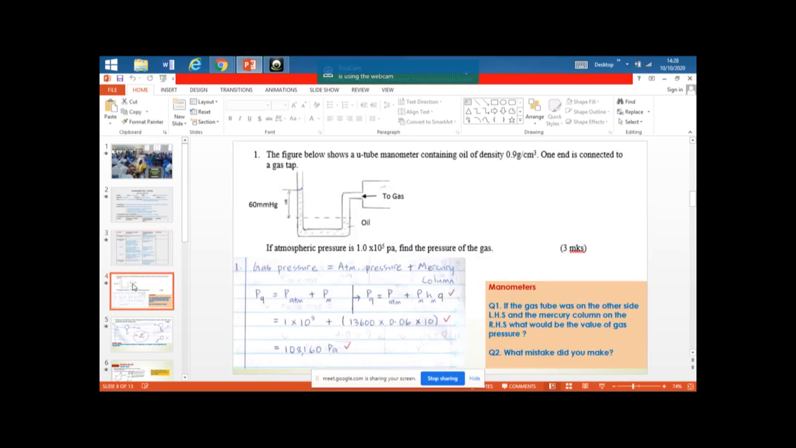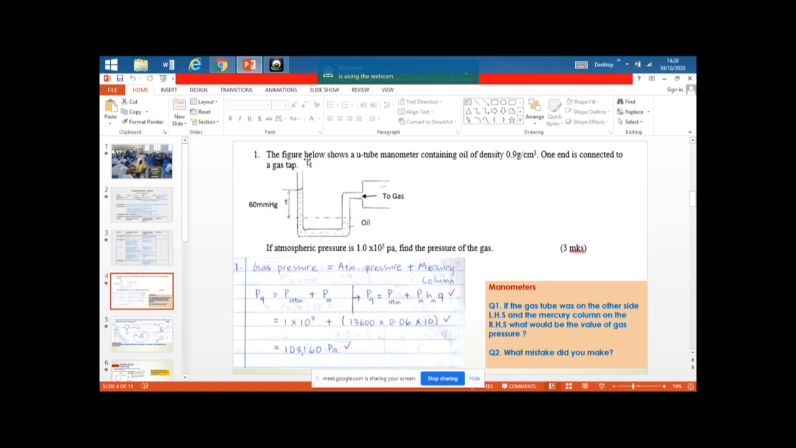So starting with the first part, which is manometers, because it's the first question on the paper. We have the U-tube. The U-tube is the part where you're seeing my cursor moving. From the left-hand side, we have mercury, 60 millimeters. Then on the right-hand side, we have a gas chamber.